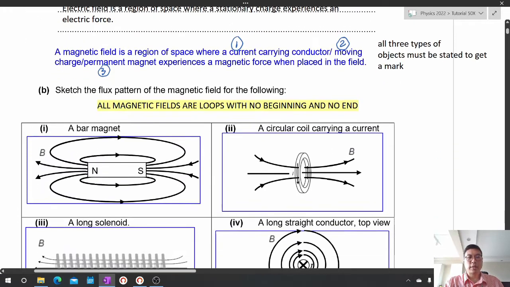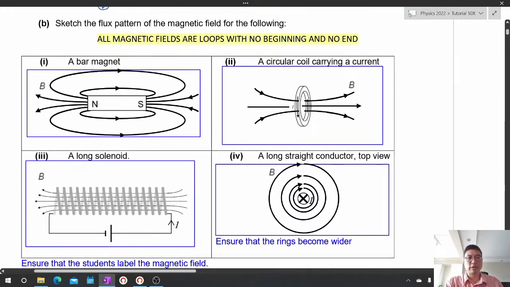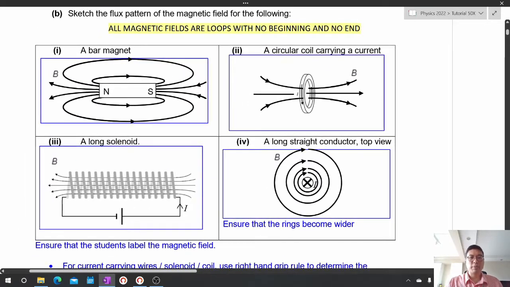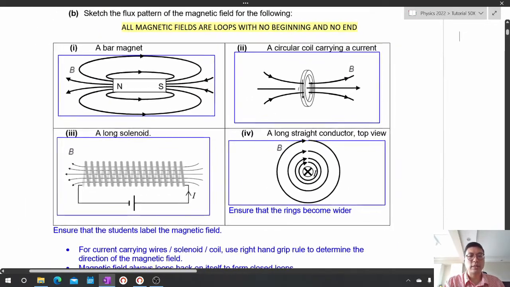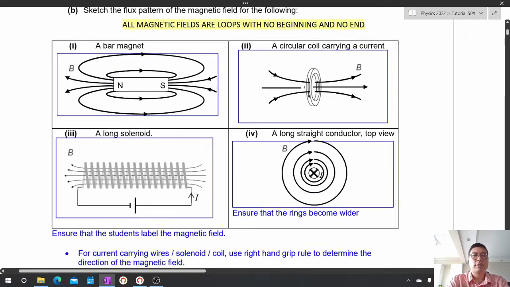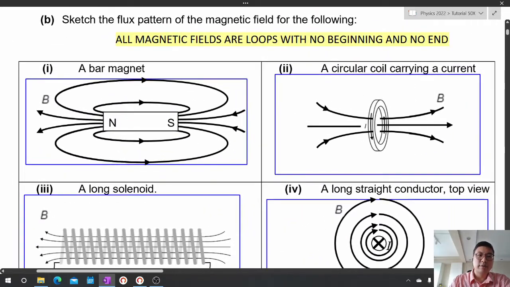Now let's take a look at part B. Sketch the flux pattern of the magnetic field with the following. Now, the important thing to note here is that all magnetic fields are loops with no beginning and no end. So for a bar magnet, you have to draw at least one loop, or if not two loops.